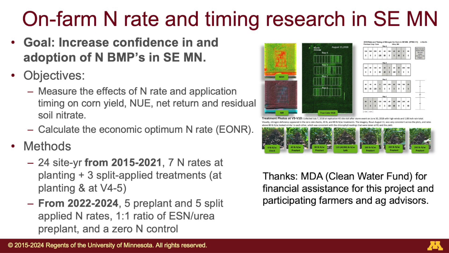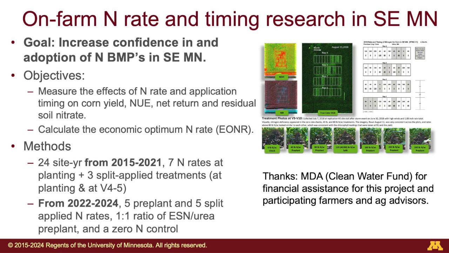But in 2022, we changed the study, we added 2 more treatments, and we really wanted to focus on this difference between pre-plant and split applied. So we actually now have 5 pre-plant treatments, 5 split applied treatments, and we have 1 control and 1 ESN urea blend. What this allows us to do is actually calculate not only the optimum N rate for both pre-plants and splits, but also look at the effects it has on yield as well.